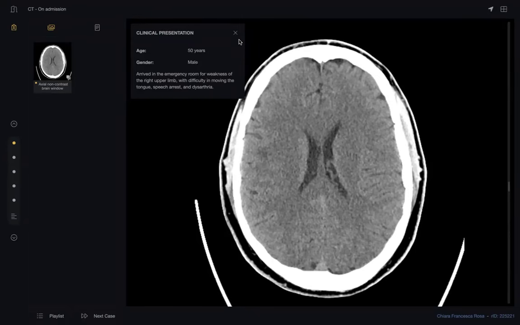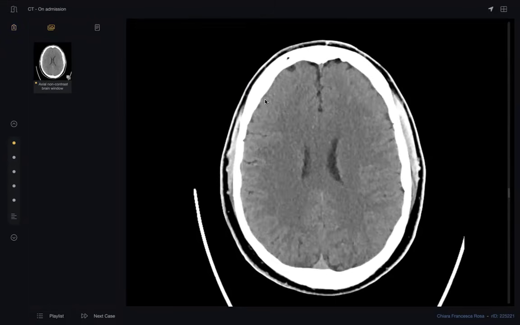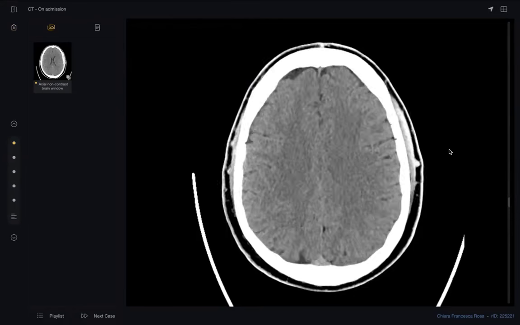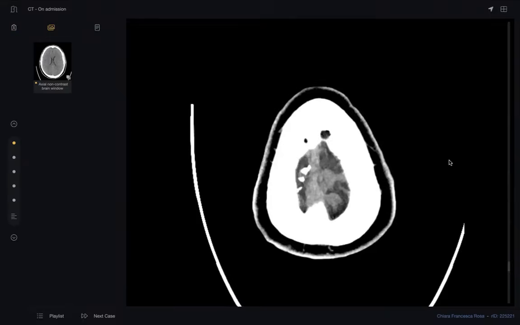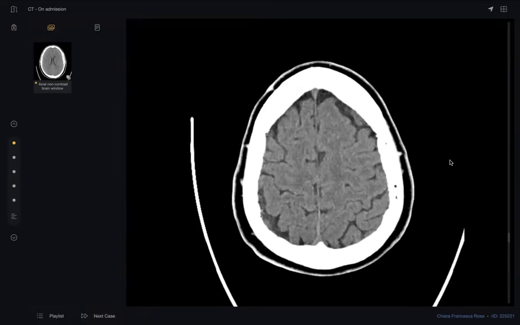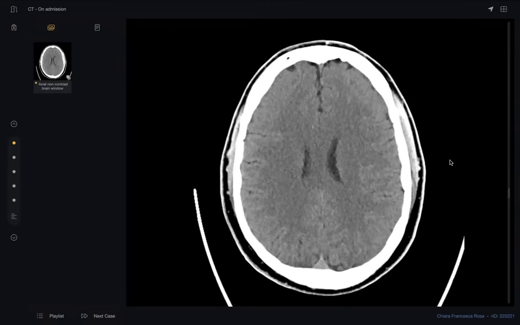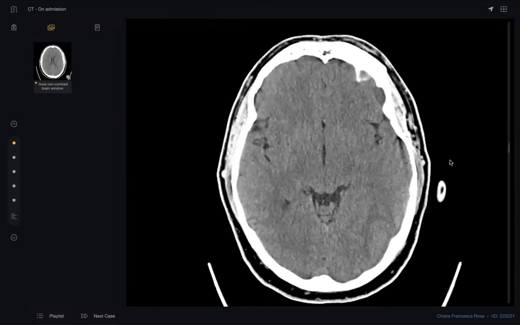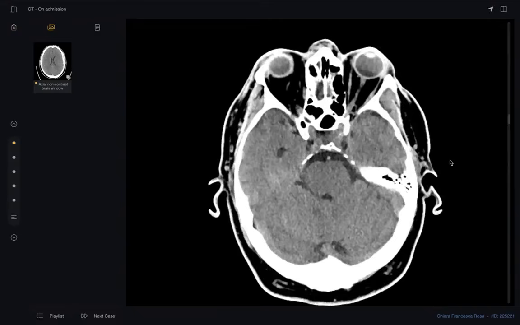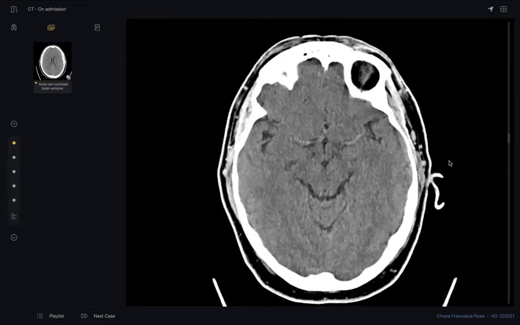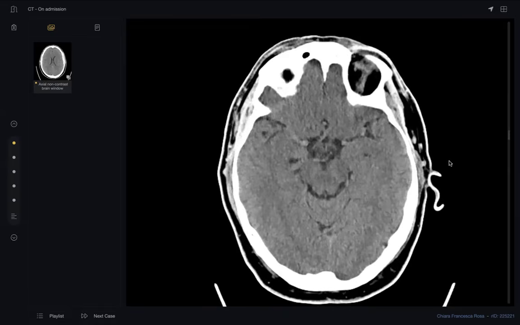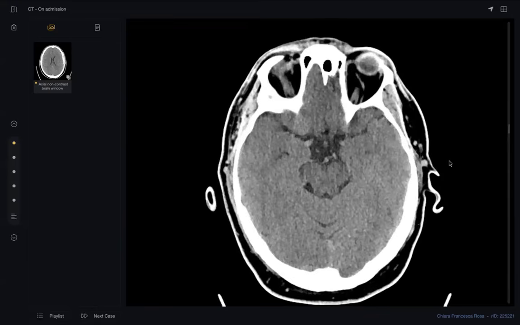Doctor, this is a 50-year-old male patient who arrived in emergency with weakness of the upper limb. Go on. Okay, so I will just scroll through the images. This is a CT scan brain, axial images, non-contrast. The patient presented in emergency with weakness of the upper limbs. Scrolling through the images, I could see there is a hyperdensity seen within the right part of the MCA.